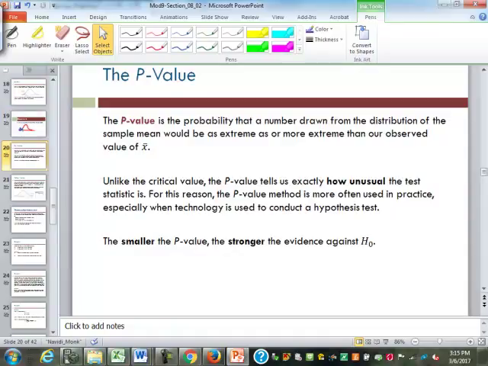So here we go. P is the probability that a number drawn from a distribution of the sample mean would be as extreme as or more extreme than our observed value. So unlike the critical value, the p-value tells us exactly how unusual the value is for our sample mean. For this reason, the p-value method is often used in practice. So we can actually say, hey, this percent or less would experience this value. The smaller the p-value is, the stronger the evidence is. It's always: if the p-value is less than alpha, we will reject.